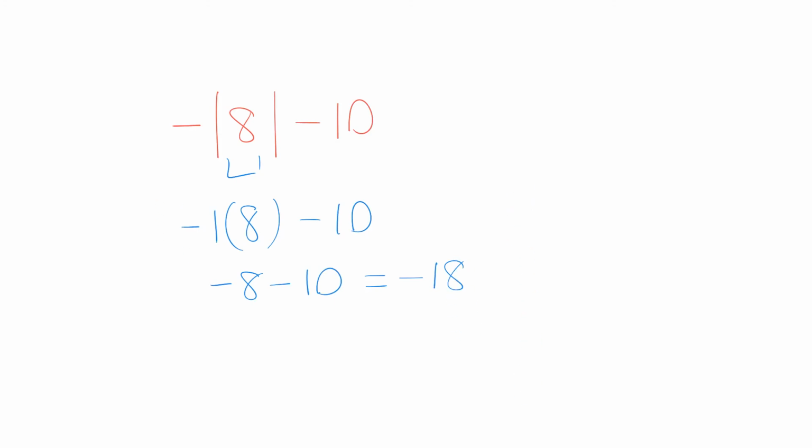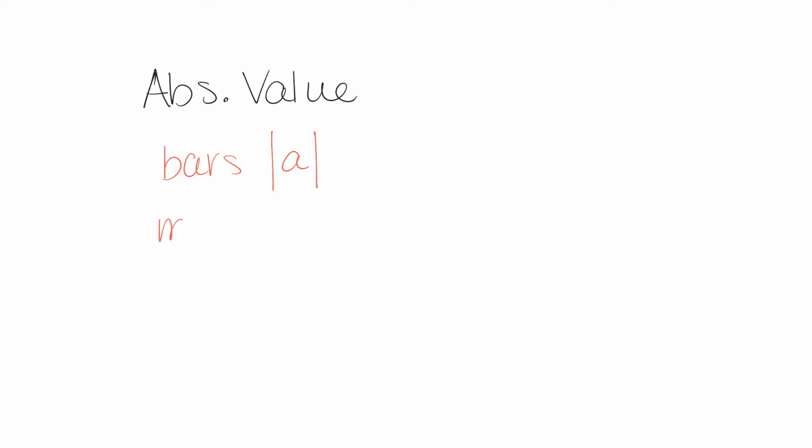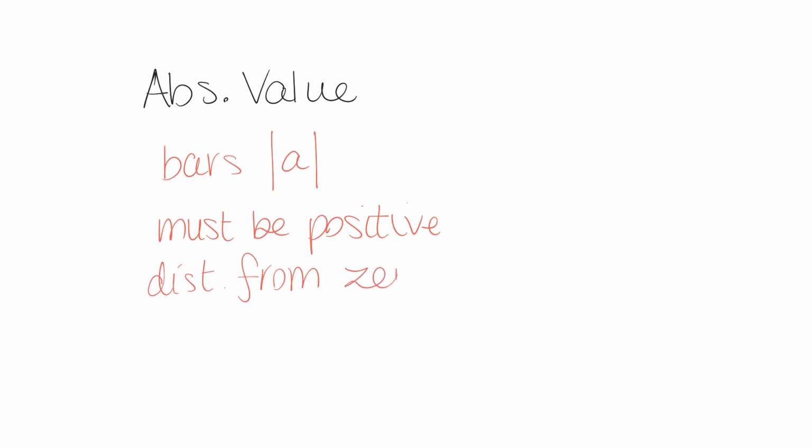Let's recap everything we just talked about. Absolute value, I usually abbreviate like this. Its symbol is bars. All right, it must be positive, and it's the distance from 0. Okay, so the absolute value of 3 is 3, and the absolute value of -7 is 7. That's all there is to it.